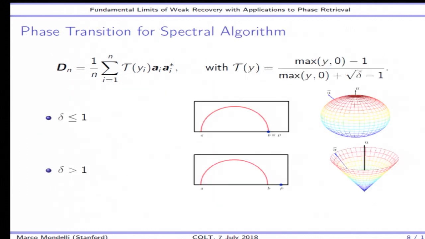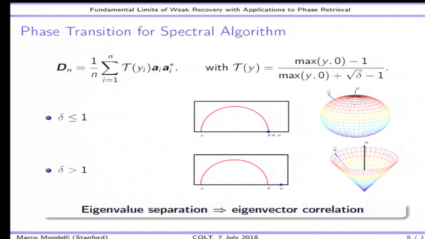And what we want to unveil is that there is a phase transition. When delta is smaller than 1, the empirical spectral distribution of the matrix looks like this. It's a bulk with all the eigenvalues here, and the principal eigenvector is uniformly random. But when delta is larger than 1, the principal eigenvalue escapes from the bulk, and the eigenvector becomes correlated. So that's essentially the geometric picture for this problem.